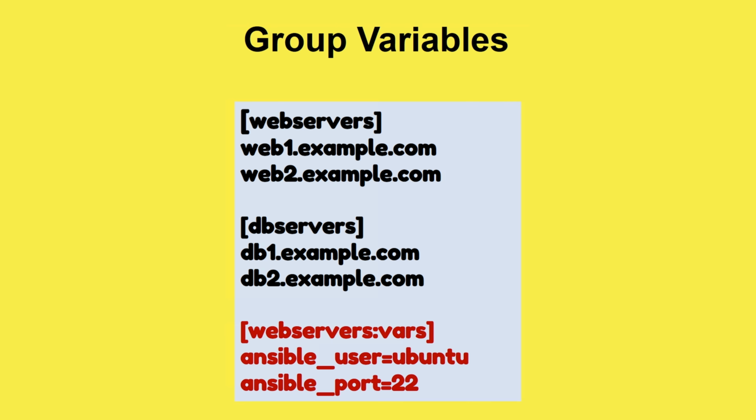Now let's level up your inventory with group variables. See these red lines? This is how you define default settings for an entire group, in this case, all hosts in the webservers group. Instead of repeating ansible_user ubuntu on every single host line, you set it once here, and Ansible applies it to every host under that group. Same with ansible_port 22. If your web servers use a non-standard SSH port, just change it here. No need to update each host individually. Group vars are a small feature, but they make a huge difference when managing dozens or hundreds of servers.